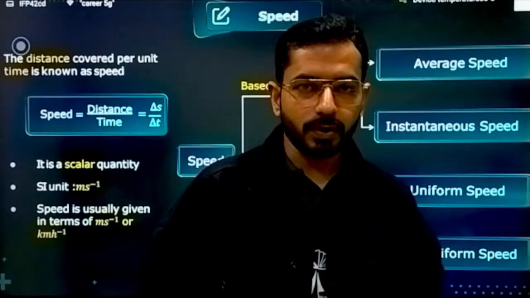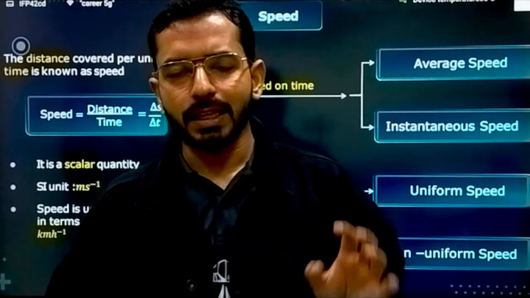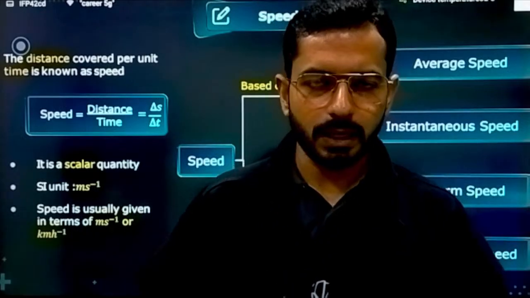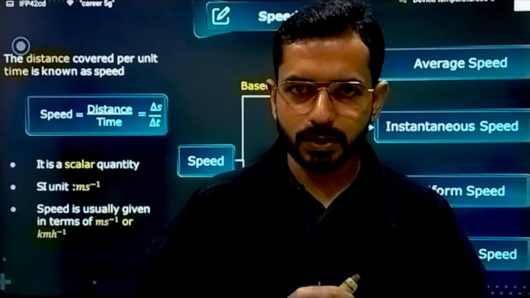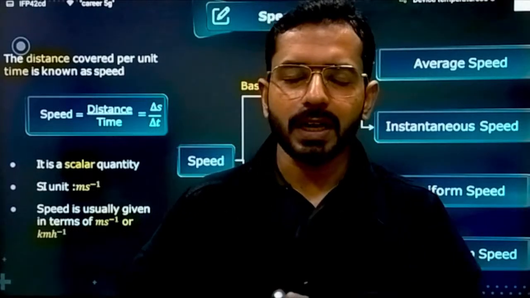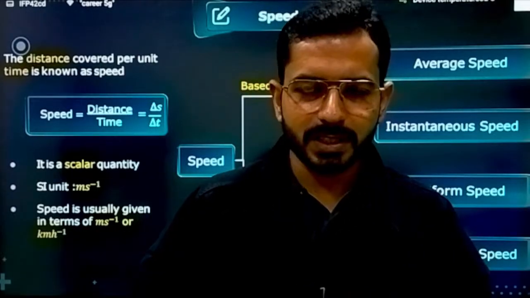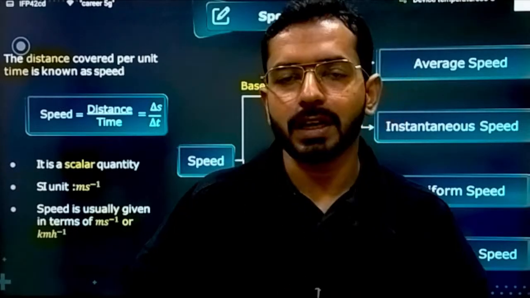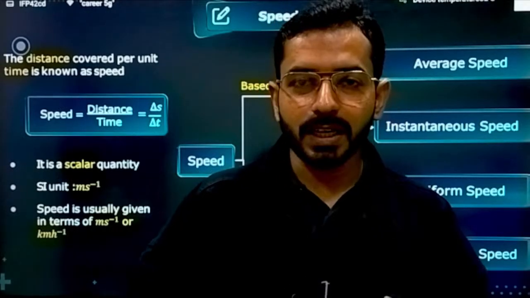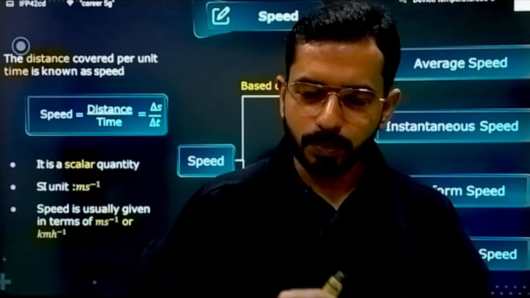Next thing is about uniform. Uniform speed means you are covering equal distance in equal intervals of time. That is called uniform. Non-uniform means you are covering unequal distance in equal intervals of time. That is simple. Let's suppose in the first 10 minutes you have covered 10 kilometers, in the next 10 minutes again 10 kilometers, and in the next 10 minutes again 10 kilometers. Then what kind of motion are you performing? You are performing a uniform motion.